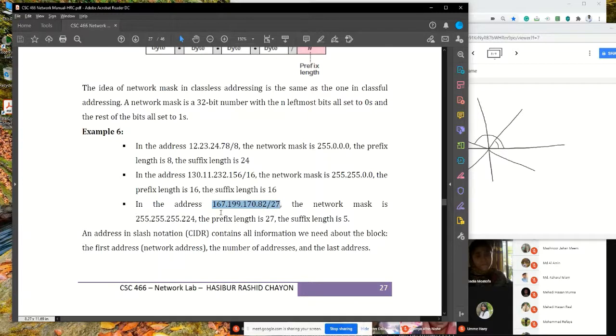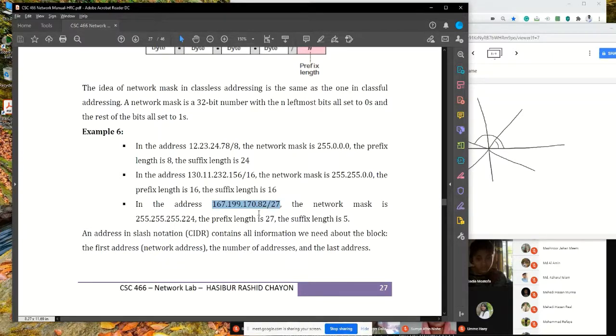So we assume that if it is a classful address, this is class B, so the network portion will be 16-bit. But this is not a classful address, this is a classless address. That's because we have a slash and a number, 27. So whenever we see slash a number, the first thing is that it is a classless address. And the second thing is it tells how many bits are for the network address. In this case it is written 27. That means from 32 bits, 27 bits will be the network address and the rest of the 5 bits will be the host address.